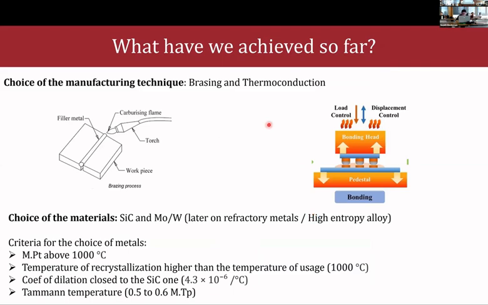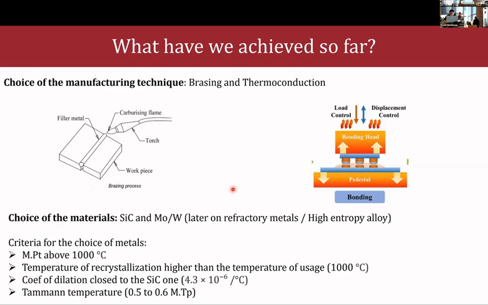So far, we have defined the manufacturing techniques we're going to use to manufacture our ceramic-metal junctions. We decided to work with brazing and thermocompression, as they are diffusion bonding techniques. And in terms of materials, we decided to work with silicon carbide as the ceramic, and molybdenum and tungsten as metals.